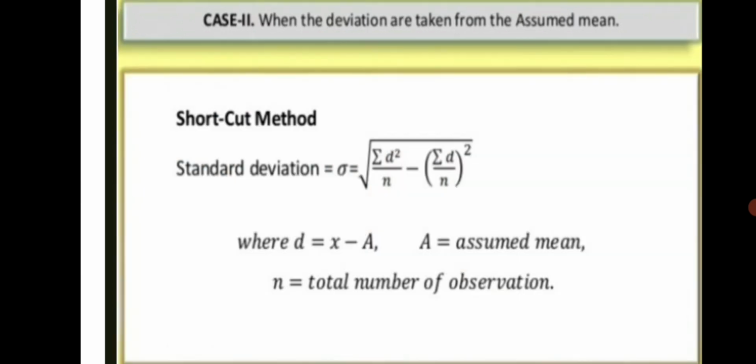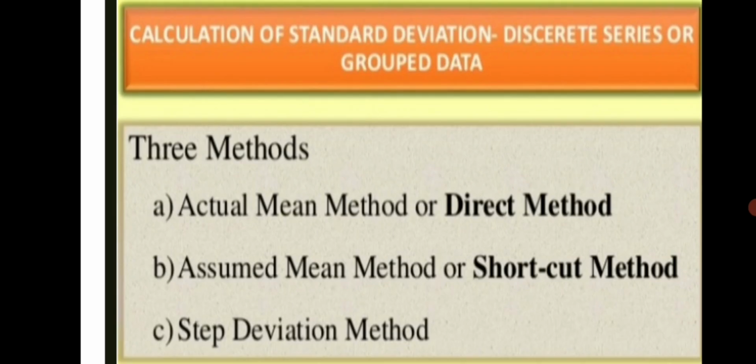In case 2, where deviations are taken from the assumed mean, it is the shortcut method. Standard deviation is equal to sigma, square root of sigma d square upon n minus (sigma d upon n) whole square, where d is equal to x minus a, and a is the assumed mean. n is equal to the total number of observations.